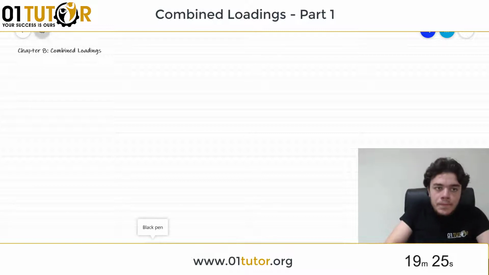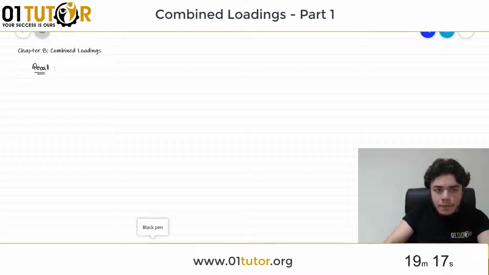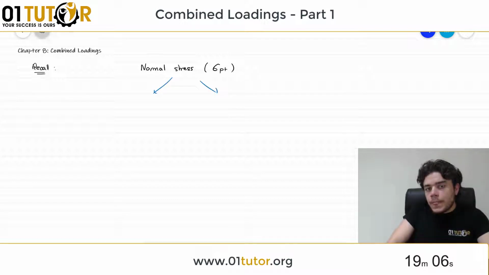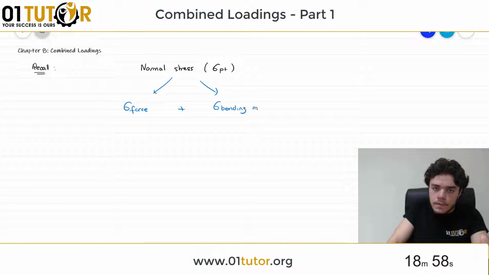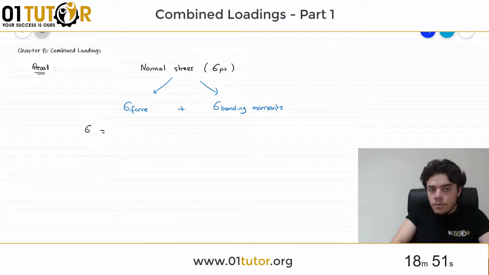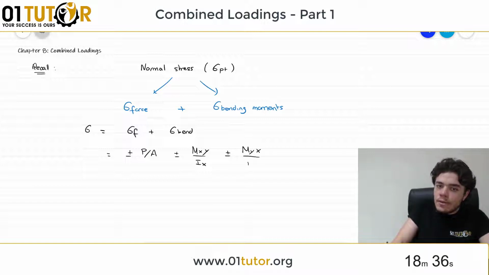Now, everything we have discussed so far, recall that we have said that the normal stress at a point on the cross section, which is sigma, is what's happening due to the force, which is sigma force, plus what's happening due to the bending moments. And we have explained that in chapter 6, where we put sigma is equal to sigma force plus sigma bending, and it's equal to plus or minus P over A, which is the sigma force, plus or minus Mx y over Ix, plus or minus My x over Iy, given that the coordinate system was y and x.